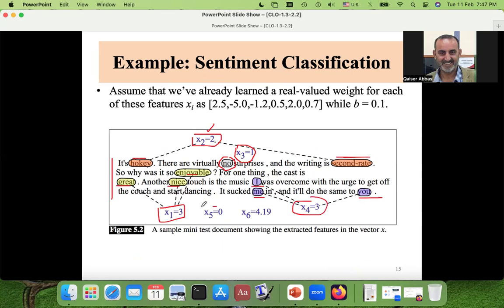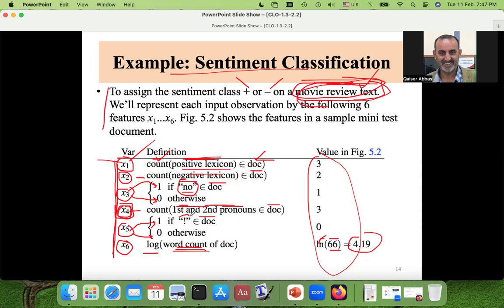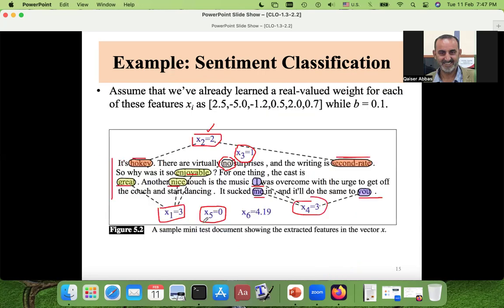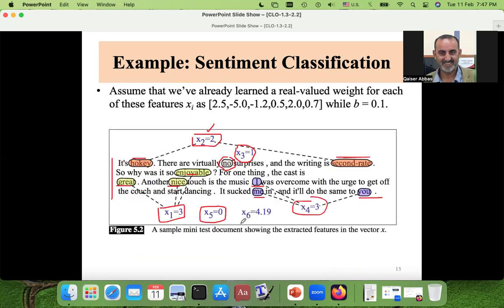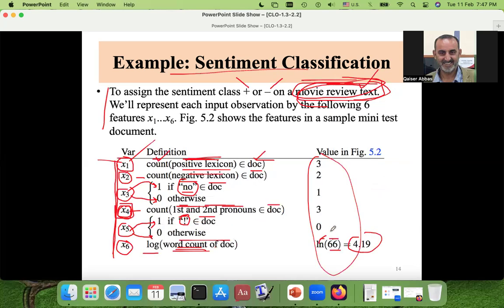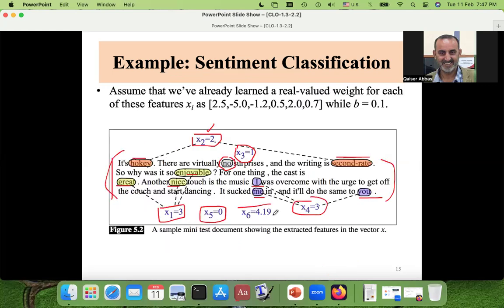And similarly, X5. X5 is what? Exclamation symbol. We don't have any exclamation symbol here, so that's why it is 0. And finally, the count of all words in that document. When you counted all the words in this paragraph, it is 66. Now you have taken the log of that, because you have to take the log, and the value you got is 4.19. Okay, so that is mentioned here.